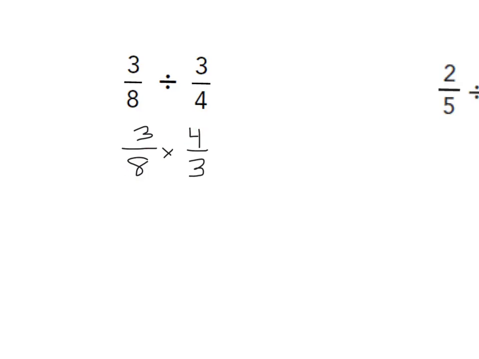So what I'll do is I'll say that 3 and 3 can both factor out of 3. It would leave me with 1 and 1. And 4 and 8 can both be divided by 4. My answer ends up being 1/2.